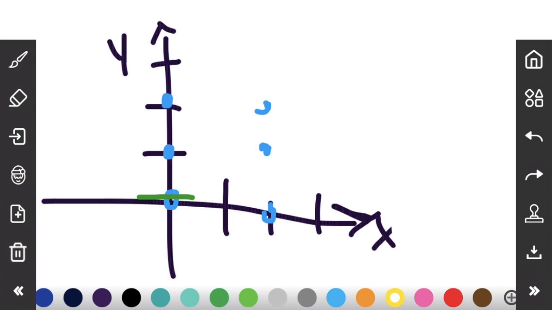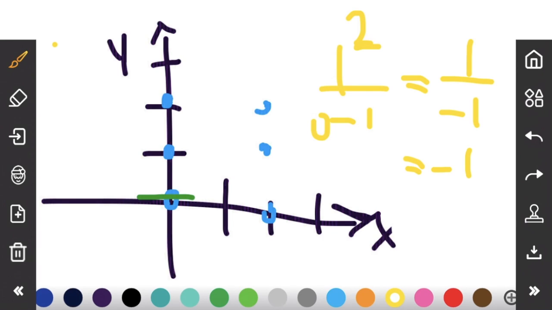And then for the next one, we'll use 0, 1. So it'll be 1 squared, because that's the y, over 0 minus 1, which equals 1 over negative 1, which equals negative 1. So the slope right here is going to be negative 1.